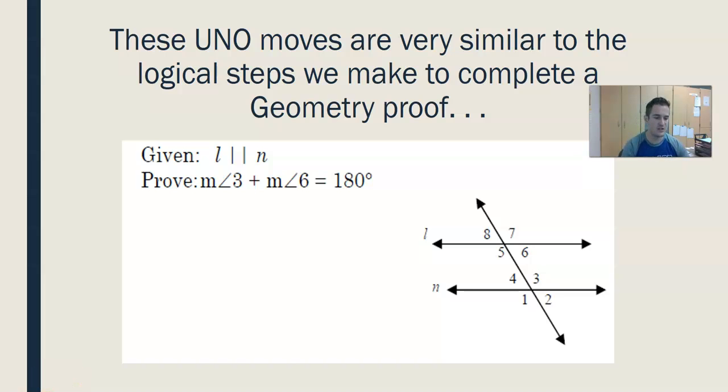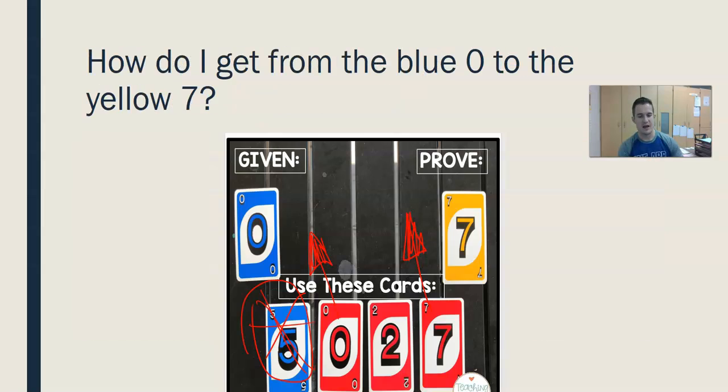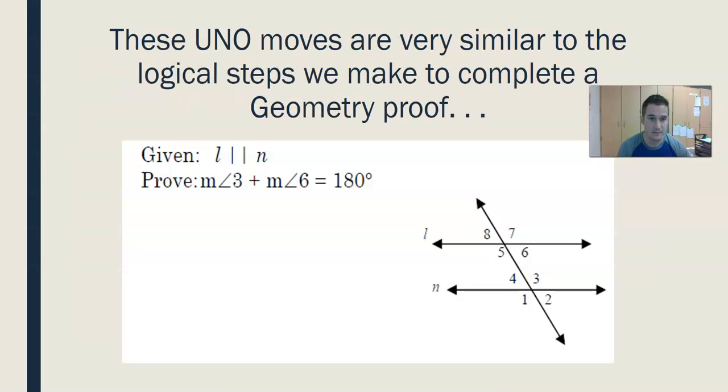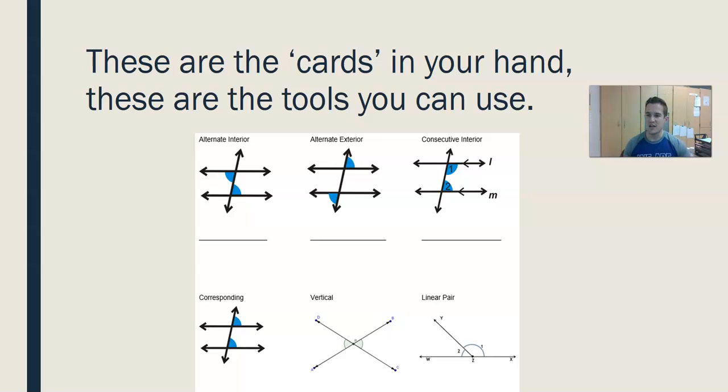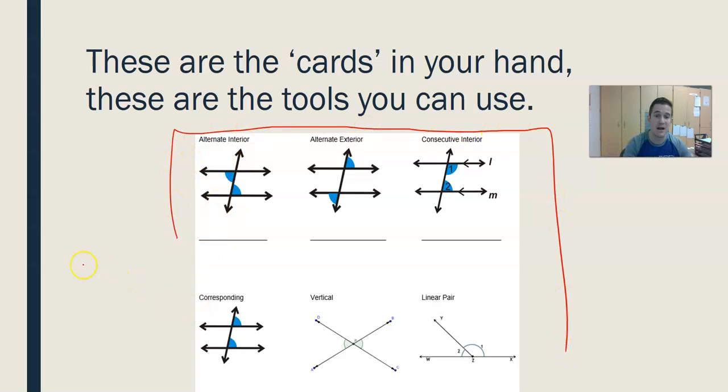Earlier, I had a bunch of different kinds of cards in my hand. I had a blue 5, a red 0, a red 2, a red 7. I had all those tools, all those cards at my disposal to get from point A to point B. When we're talking about parallel lines in geometry, these right here are the quote-unquote cards I have in my hand. Those are the tools that I can use to get from point A, what I'm given, to point B, what I'm trying to get to. Because all these things we've already discussed. We know all of these things.